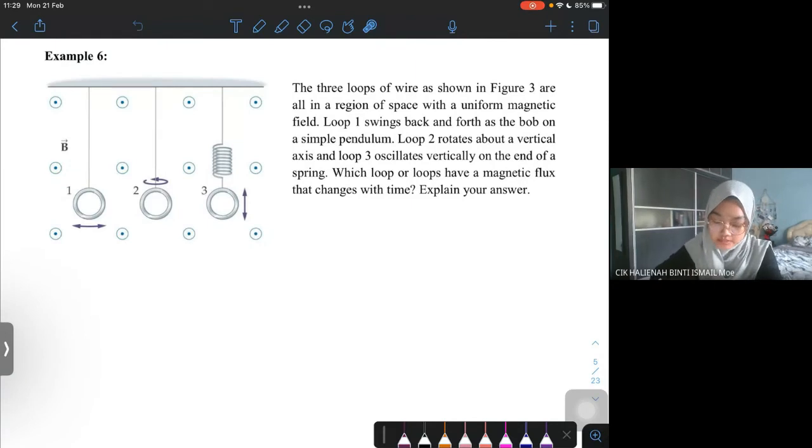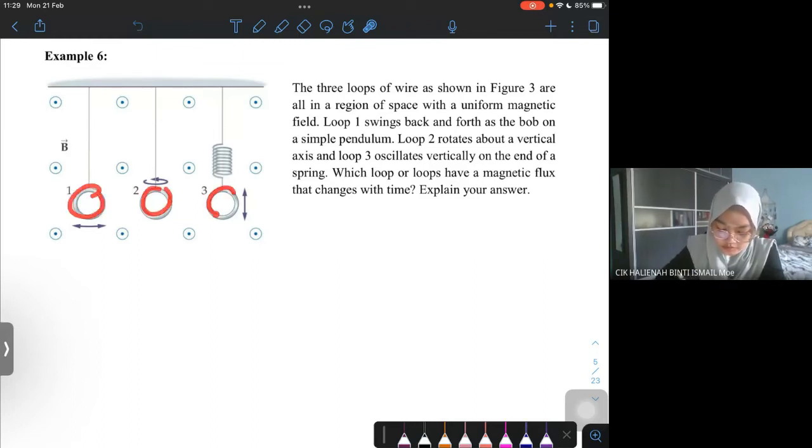Okay, first example 6 here. So we are given 3 loops of wire. They are all in a region of space with a uniform magnetic field. Loop 1 swings back and forth as the bob on the simple pendulum. Loop 2 rotates about a vertical axis, and loop 3 oscillates vertically on the end of a spring. Which loop or loops have a magnetic flux that changes with time? Explain your answer.